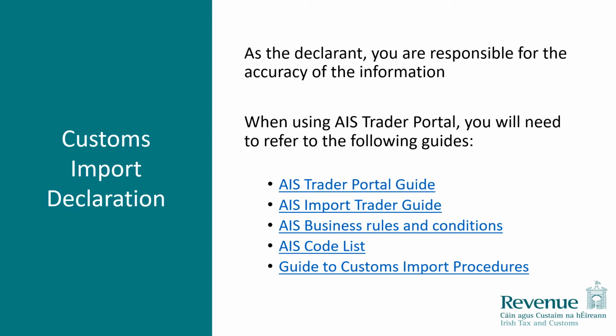The AIS Business Rules and Conditions Guide gives information on the various AIS business rules. Failure to comply with those business rules will lead to rejection of your declaration, and this guide will explain what went wrong. The AIS Code List details the complete list of codes which must be used in relation to specific AIS data elements. When completing a declaration in the AIS Trader Portal, it is essential that you refer to these guides. You may also want to refer to the Import Procedures Guide, which details the policy rules at import.